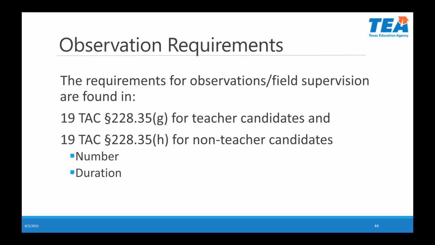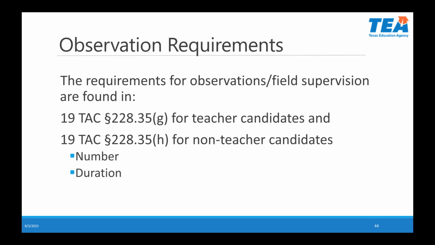So for non-teacher candidates, you could report observations of different durations, like one that was 25 minutes, one that was 60 minutes, and another that was 50 minutes. This is acceptable for non-teacher observations, so you can report those with confidence. Remember though, observations conducted by field supervisors for teacher candidates must be 45 minutes or more for each observation.